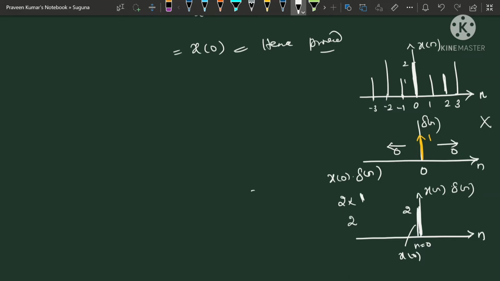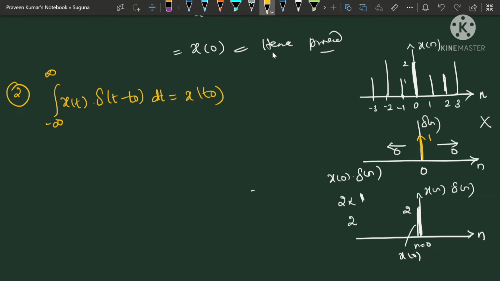And the next property is integration minus infinity to plus infinity x of t del of t minus t naught dt. What is the meaning of del of t minus t naught? Del of t is shifted to t naught. It shifts from t to t naught.